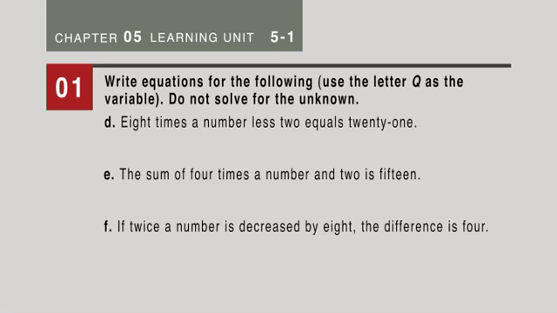D, 8 times a number less 2 equals 21. To set up the equation, 8Q, or 8 times Q, minus 2 equals 21. E, the sum of 4 times a number and 2 is 15. So in E, we have 4Q plus 2 equals 15. In letter F, if twice a number is decreased by 8, the difference is 4. So in this case, 2Q minus 8 equals 4.